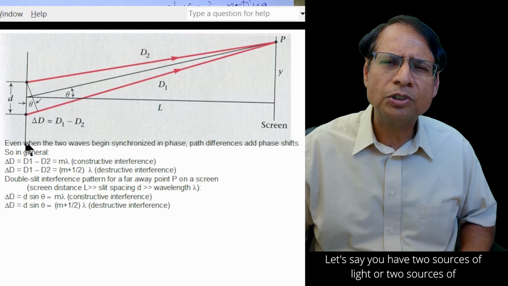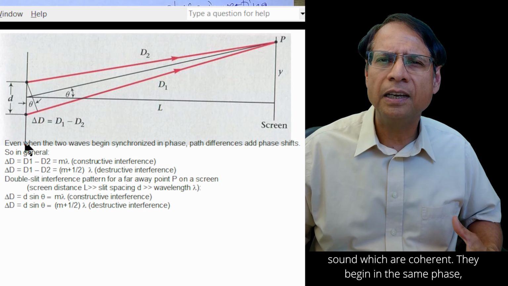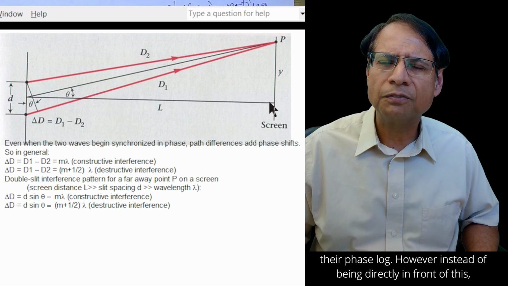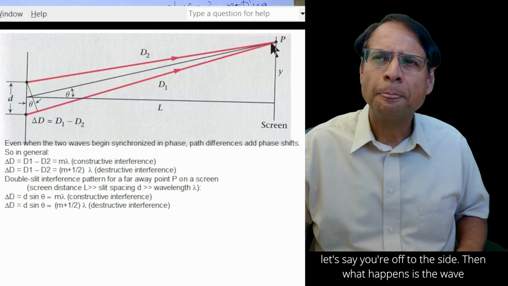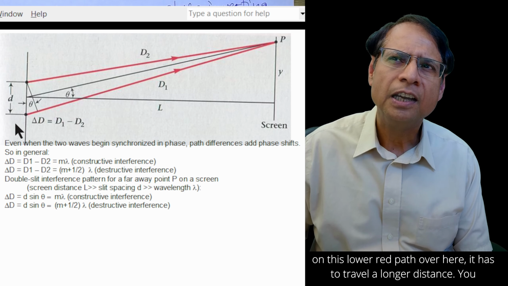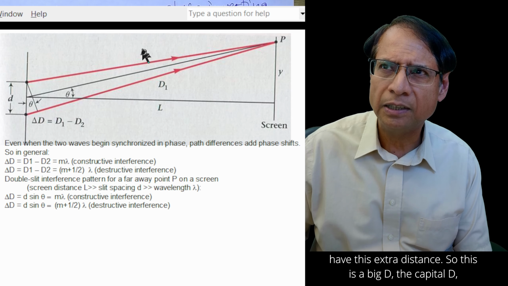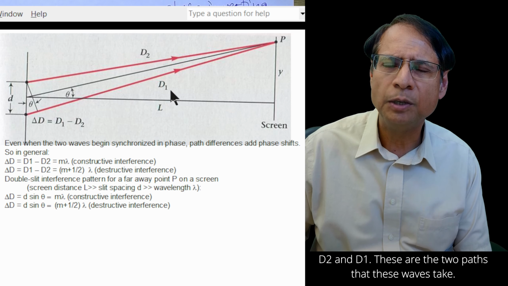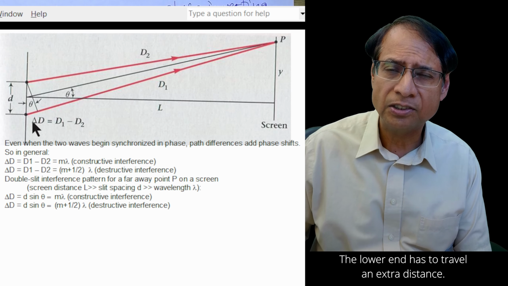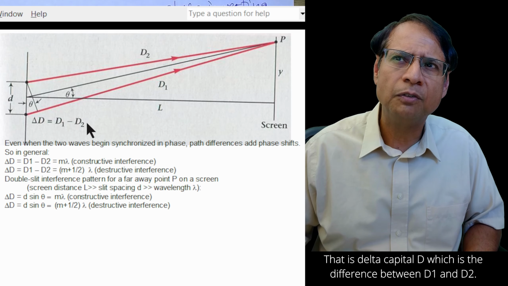Let's say you have two sources of light or two sources of sound, which are coherent. They begin in the same phase. They're phase locked. However, instead of being directly in front of this, let's say you're off to the side. Then what happens is the wave on this lower red path over here has to travel a longer distance. You have this extra distance. So there's a big D, the capital D, D2 and D1. These are the two paths that these waves take. The lower one has to travel an extra distance. That's this delta D, which is the difference between D1 and D2.